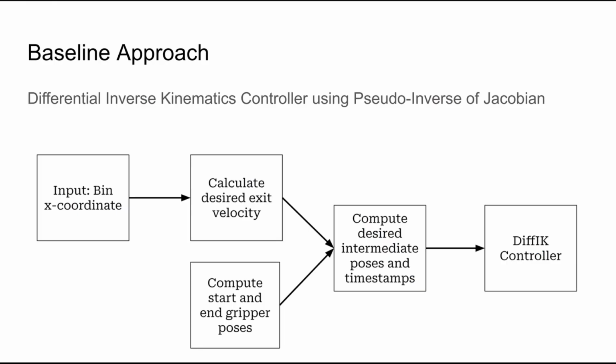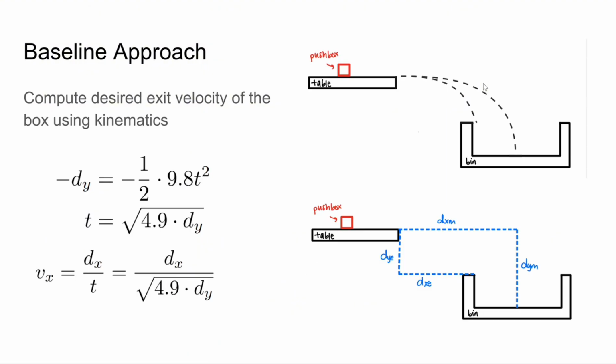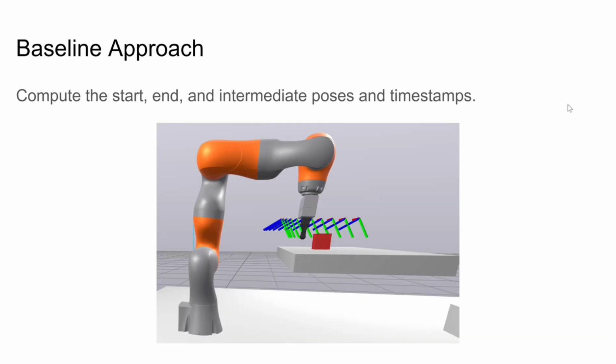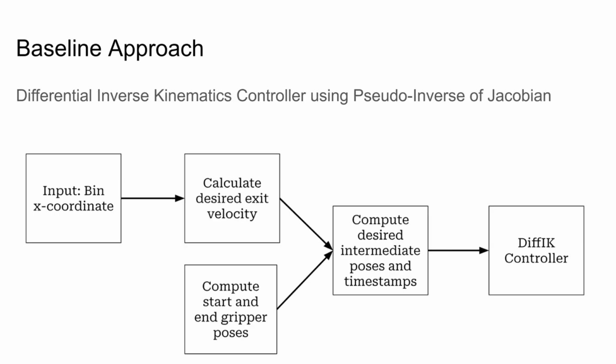This is a system diagram of the baseline approach, which uses a diff-IK controller based on the Jacobian pseudo-inverse. We calculate the desired velocity of the push box when it leaves the table using the bin's x-coordinate as input by modeling it as a 2D projectile motion problem. We then compute the start and end gripper poses based on the table size and the box's start position. The intermediate poses are spaced between the start and end pose according to a quadratic schedule. Finally, these poses and timestamps are provided to the diff-IK controller, which computes the joint commands.